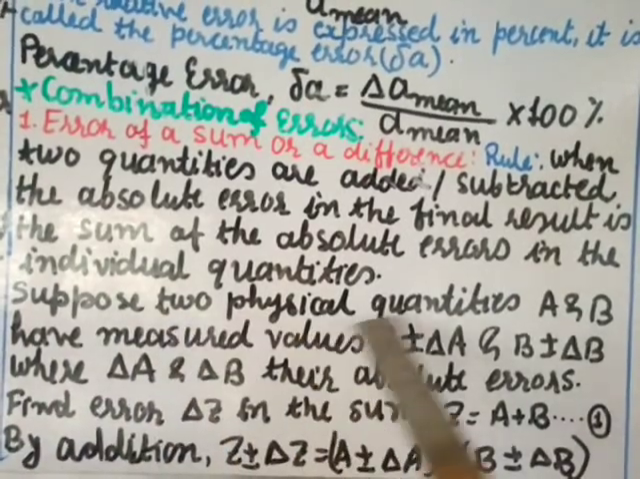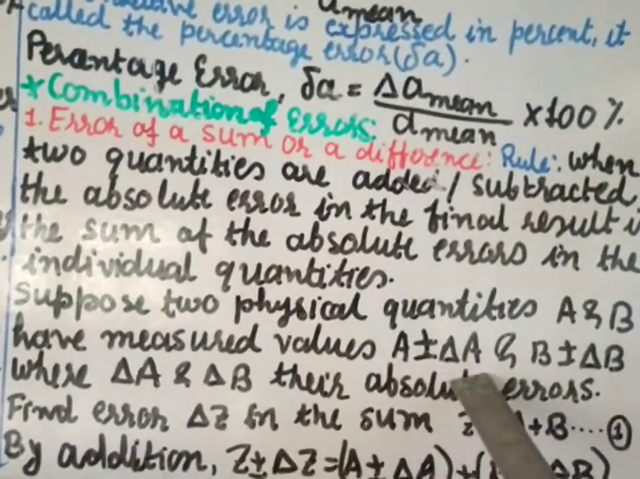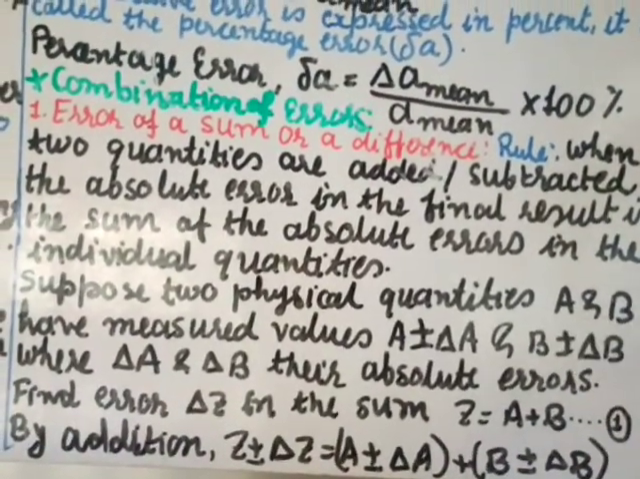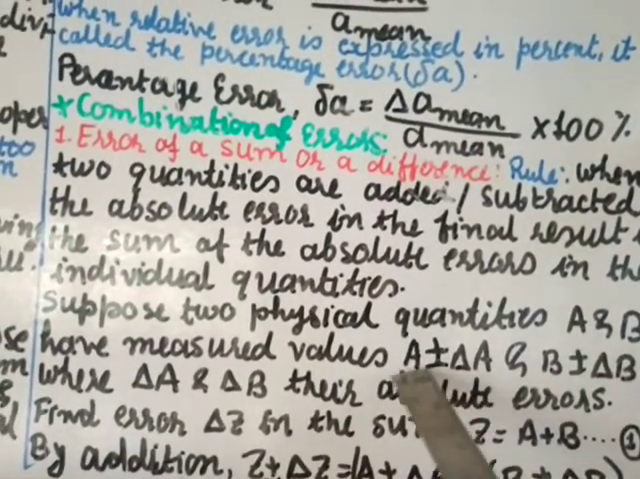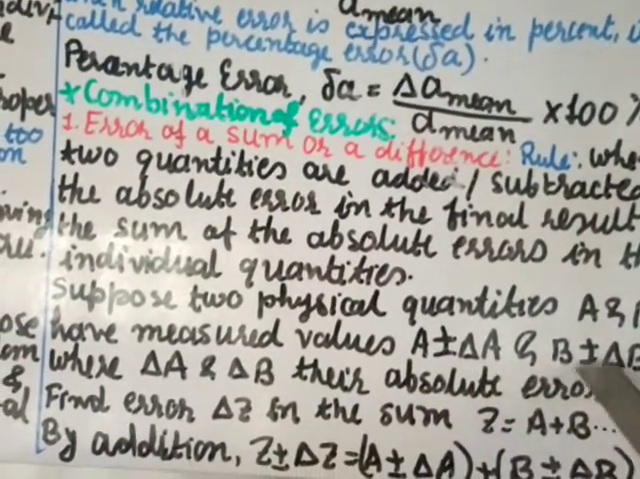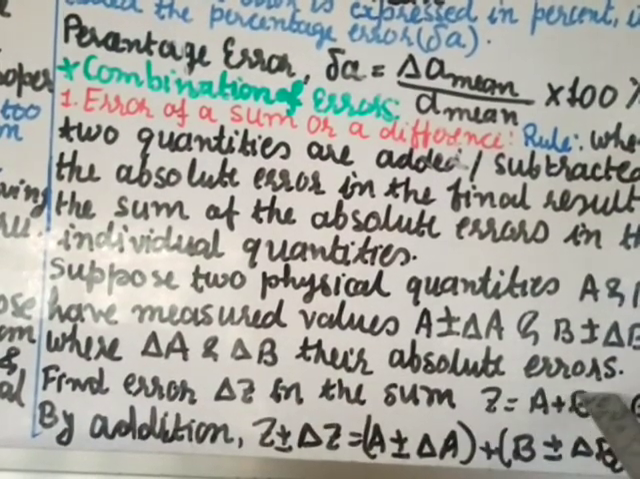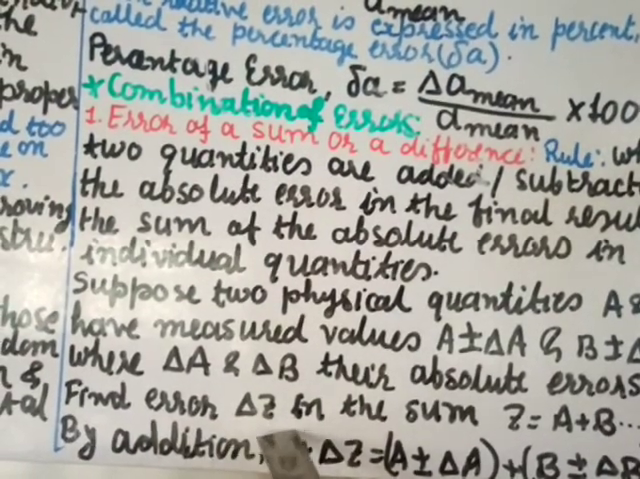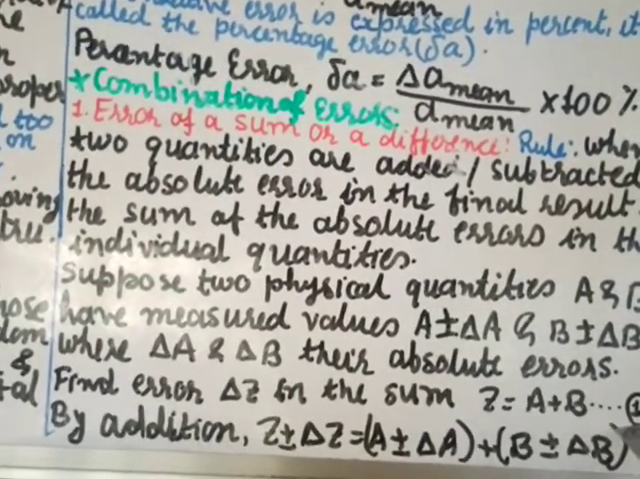Suppose two physical quantities A and B have measured values A plus or minus delta A and B plus or minus delta B. The two quantities are A and B, but when you are measuring, there is some error, delta A and delta B. So the measured values are A plus or minus delta A and B plus or minus delta B, where delta A and delta B are their absolute errors. Now what is our aim? Our aim is to find the error delta Z in the sum. So let us say the sum Z is equal to A plus B, call it number 1.